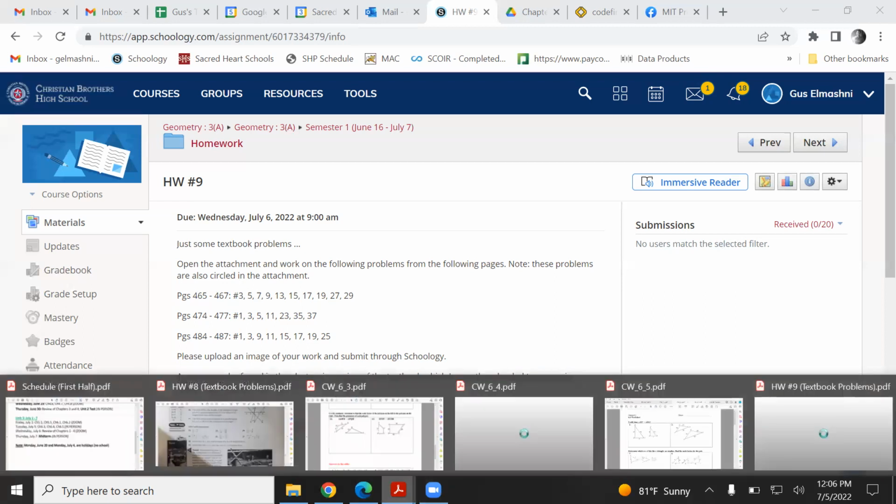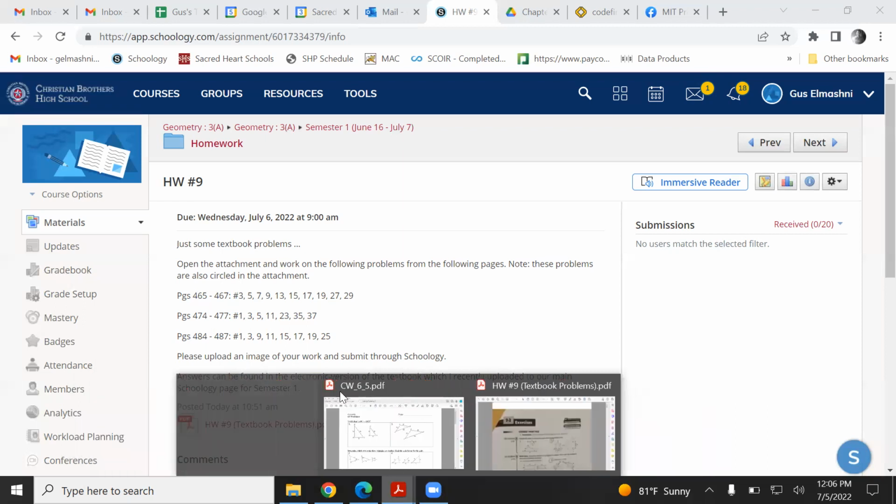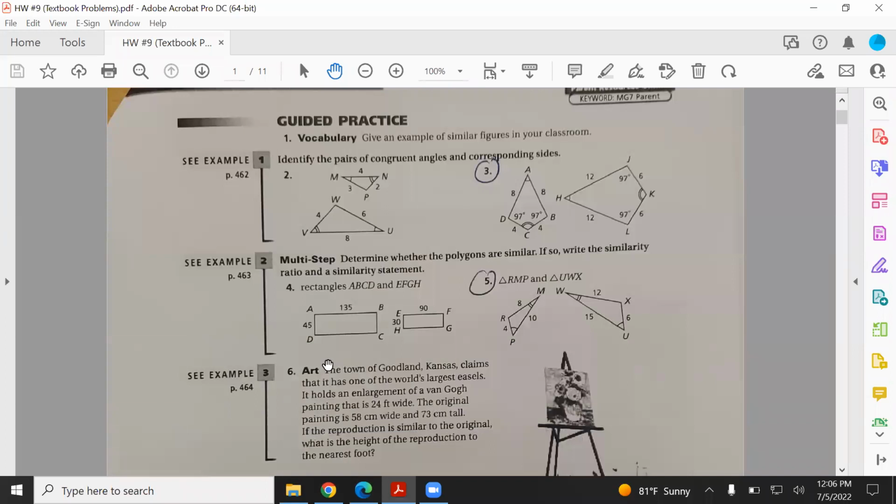So let's take a look at it. I'll stop yapping and let's start getting to work here. I said 357, right? 3579. So here it is. You have to identify pairs of congruent angles and corresponding sides. I think it's pretty obvious what the corresponding angles are going to be.